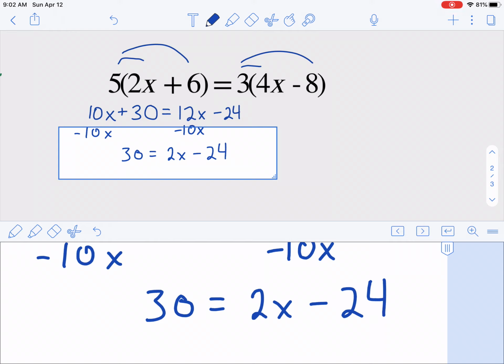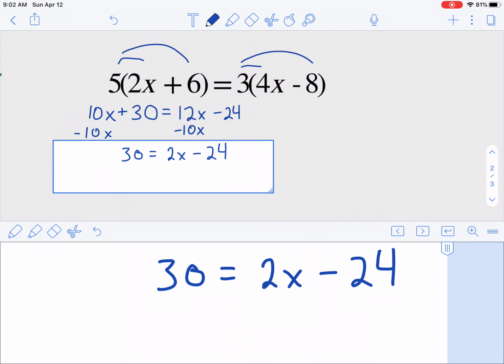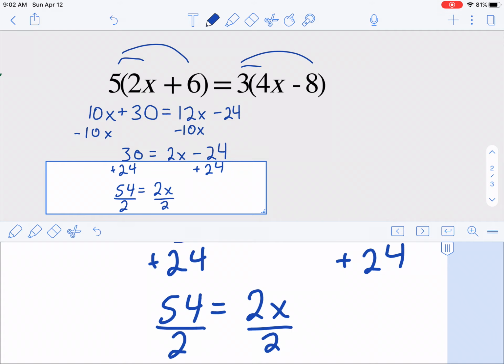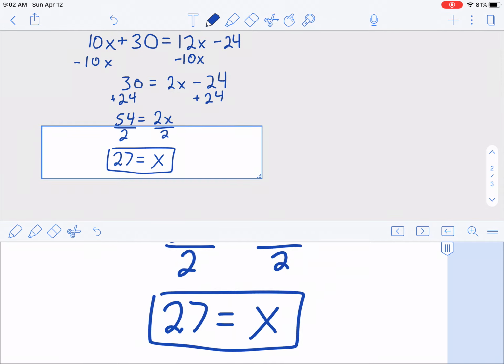And now you might recognize this as being a two-step equation like we were solving the other day. We have x by itself on one side, so now we need to get the constants on the other, so I can add 24 to both sides. That's using the addition property of equality. And so I get 54 is equal to 2x. And then divide everything by 2. Notice I'm not dividing it by 2x, just by 2. I get 27 is equal to x.